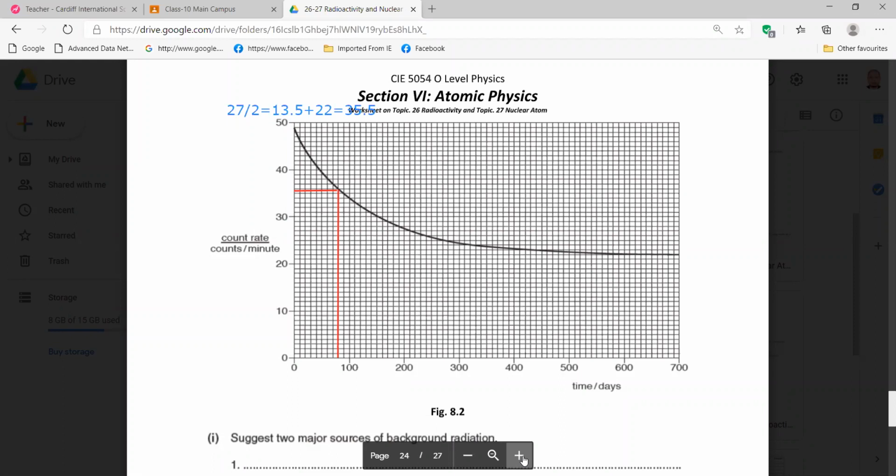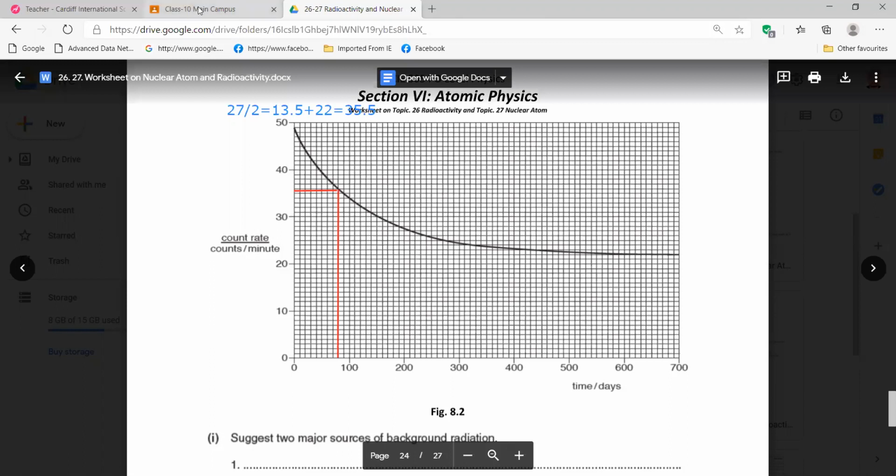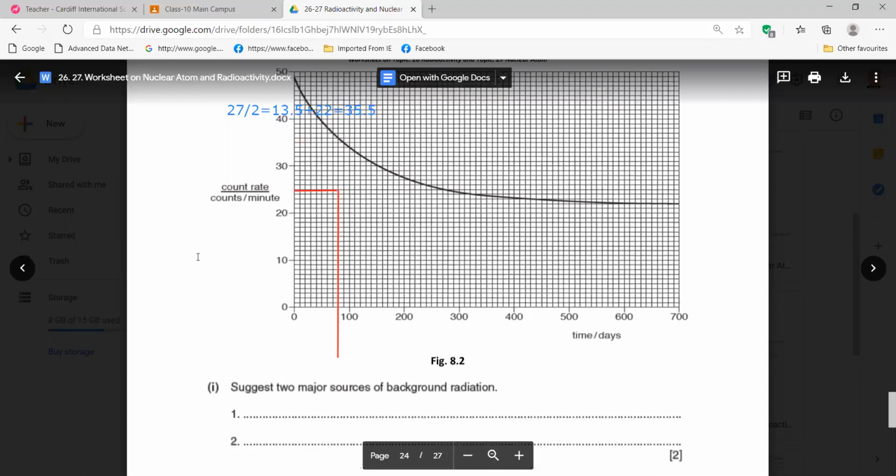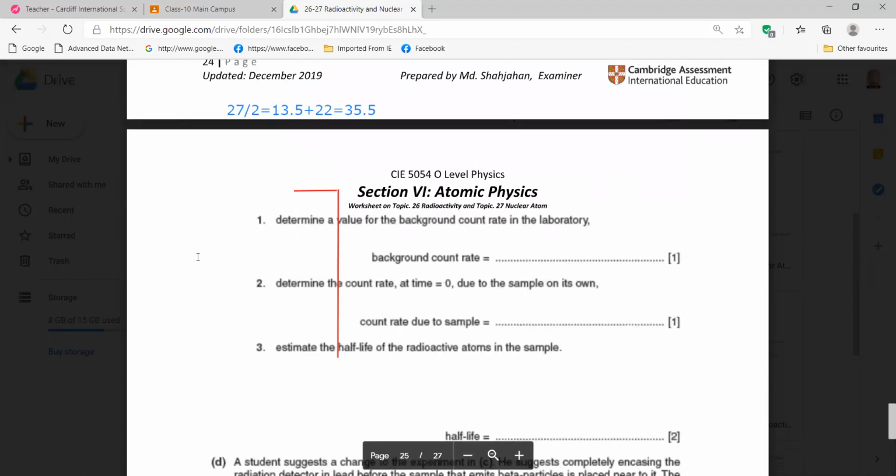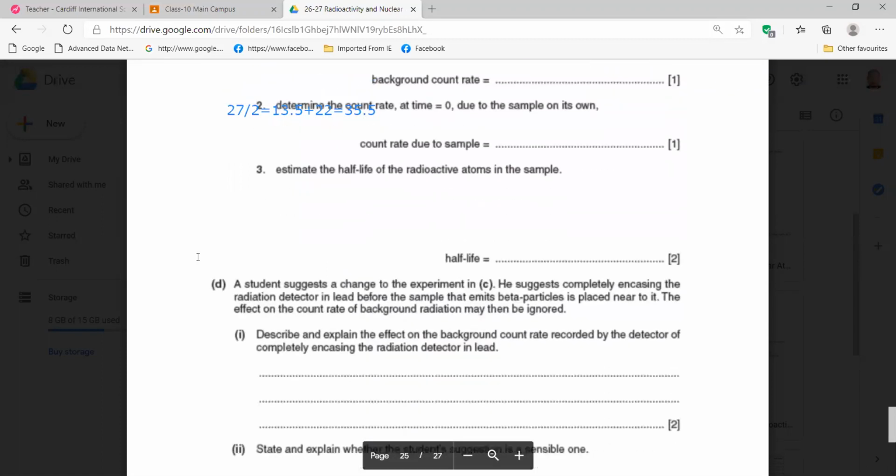So, what about the others? Did you understand it? It's clear to you, right? For this type of graph, we accept a little bit of range. If someone writes 82 or 85, we also accept that. Is it clear? Okay, then we are going to the next part. Half-life is done. Now we are going for the last part.